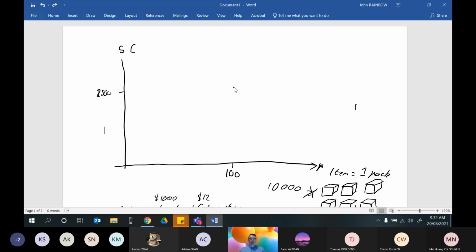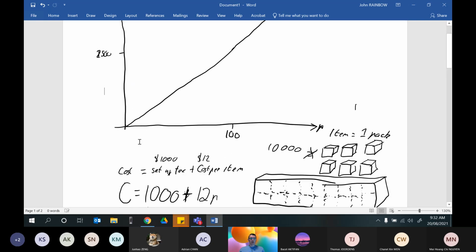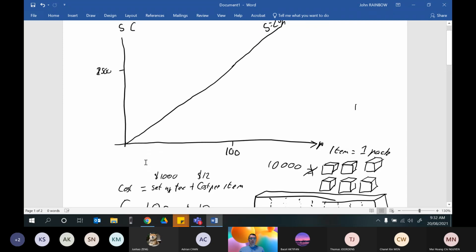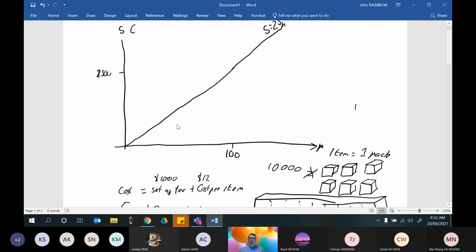That's going to go to there, and it's going to keep on going the more we sell. So that is our sales. Then we've got our cost, and our cost has a lower gradient. It's got 1,000 plus 12p. And don't forget, when we sold 100, we were at 2,200. So I reckon that'll be around here.